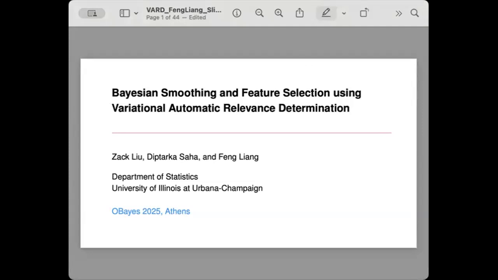The title of my talk is Bayesian Smoothing and Feature Selection using Variational Automatic Relevance Determination. I know it is a long title, but I will unpack each part during the talk. This is a joint work with two of my students, Zach and Diptarka. They both were PhD students in the Department of Statistics at U of I and just graduated a month ago. Zach is now a machine learning engineer at Uber, and Diptarka is a financial analyst at Ernst Young.